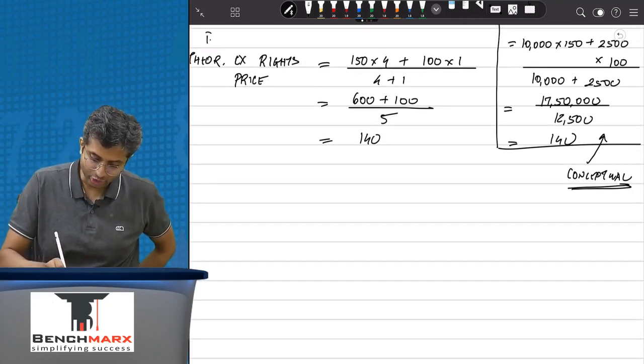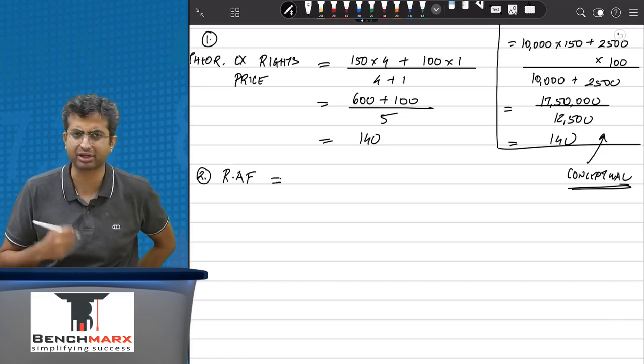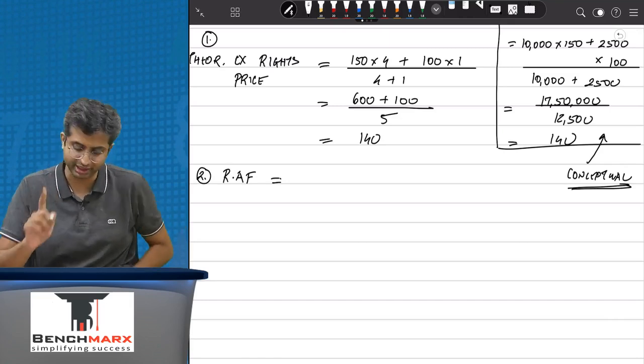Second, you calculate what is called the rights adjustment factor, RAF. Like the bonus adjustment factor, you calculate the rights adjustment factor. Sir, what is the logic behind doing that? I'll explain this to you.